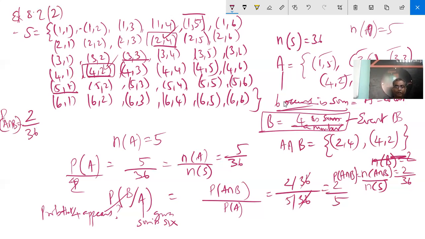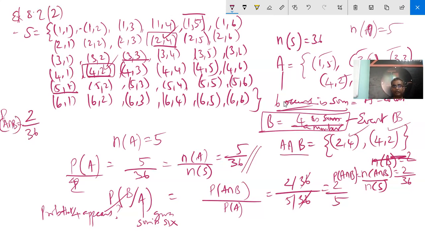P of A you already found out is 5 by 36. And P of A intersection B is 2 by 36, because only these two events are picked out of the main events. Only 2 by 4 and 4 by 2 are picked out of the main events.